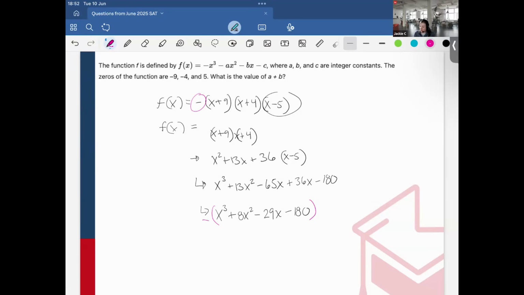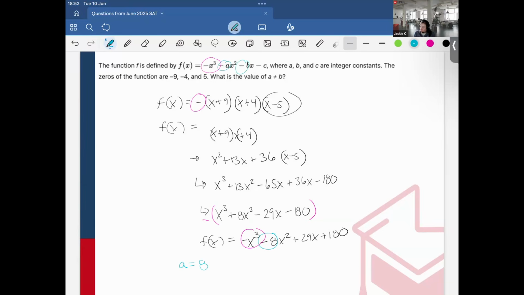So take this, apply the negative, so that our final equation of f of x would be equal to negative x cubed minus 8x squared plus 29x plus 180. And then you can see, looking here at the values, that this correlates to this. I can see that the negative a is equal to negative 8. So a would be equal to positive 8, which is what we saw there on the graph.